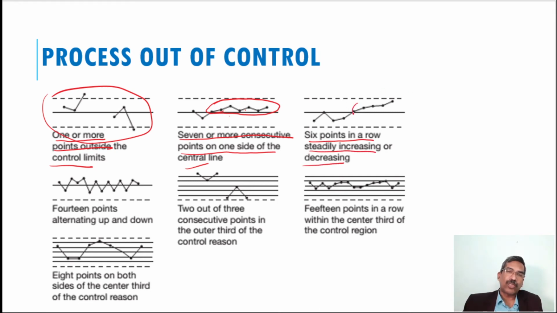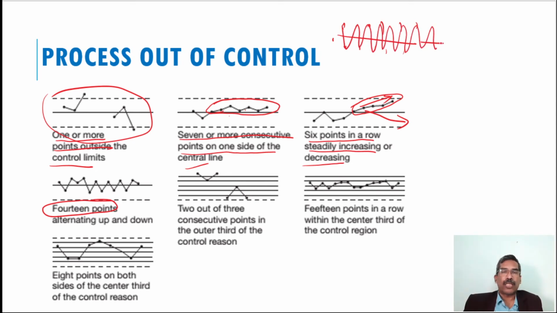That means six points continuously cannot be increased or cannot be decreased continuously. If this type of pattern exists, then again the process will be out of control. Fourteen points alternating up and down, continuously alternating up to 14 points. That means there is something wrong. Why is it continuously doing this type of pattern? Again we should check, the process may be out of control.